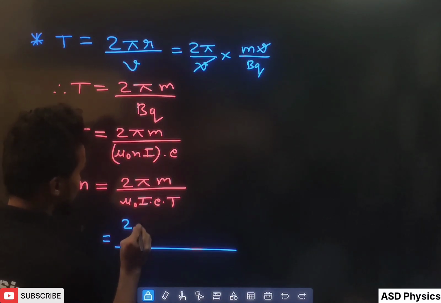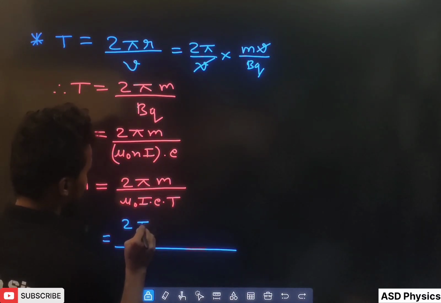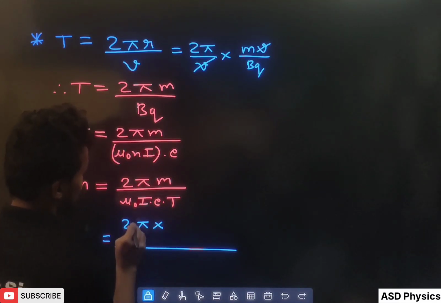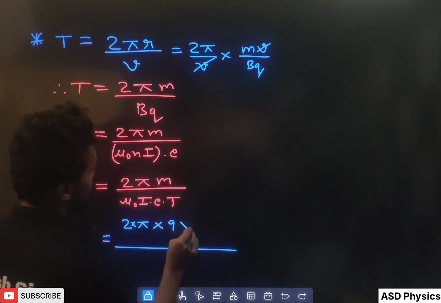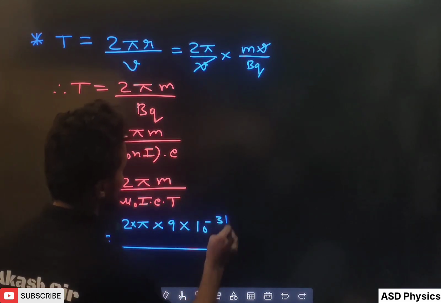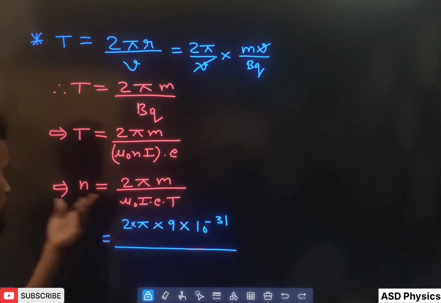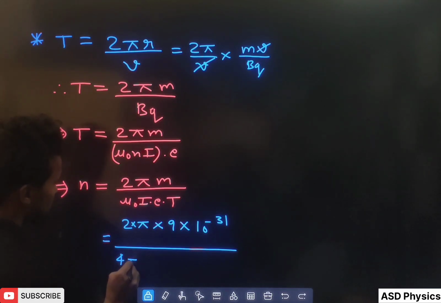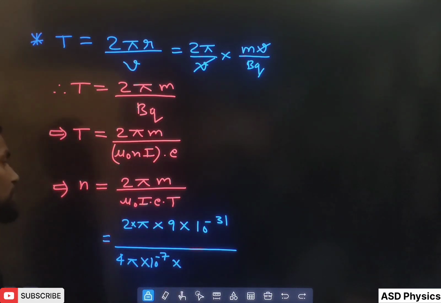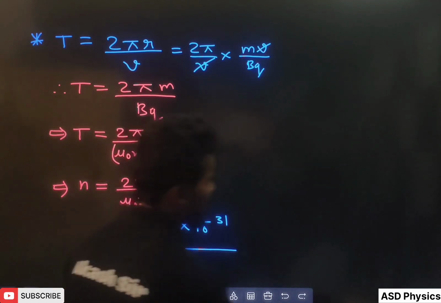So this is 2 and pi, and the m value, how much is it here? 9 into 10 to the power minus 31, correct? The mass of the electron. Mu naught value, what can we write here? 4 pi into 10 to the power minus 7, into current I. Current I, how much is given here?